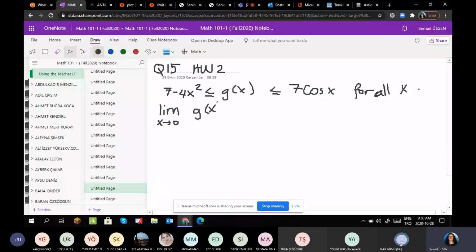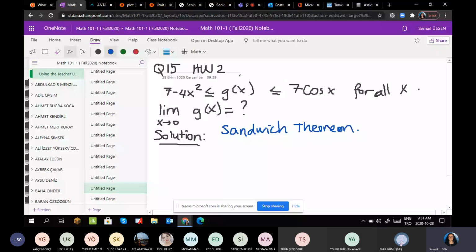I have a question for you. Does this remind you of anything? Any theorems we have seen? Can anyone comment on this? Do you remember the sandwich theorem? Sometimes it's called the squeeze theorem as well.